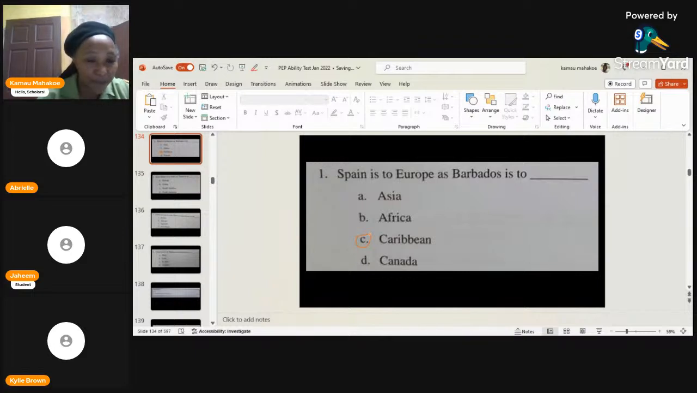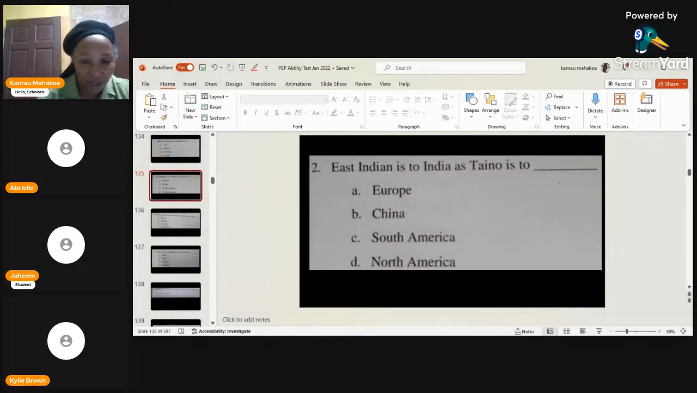Because remember, in the PEP ability test, you have different types of questions. We have been looking at the qualitative, quantitative questions that require analysis of charts and tables and comparing figures and so on. Now we're into the verbal reasoning, and the analogy is one of the types of questions that come in the verbal reasoning. All right, Jaim, read please.